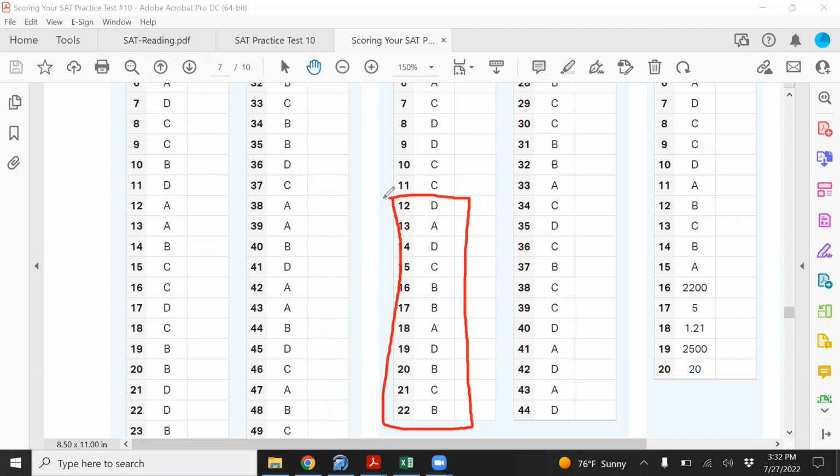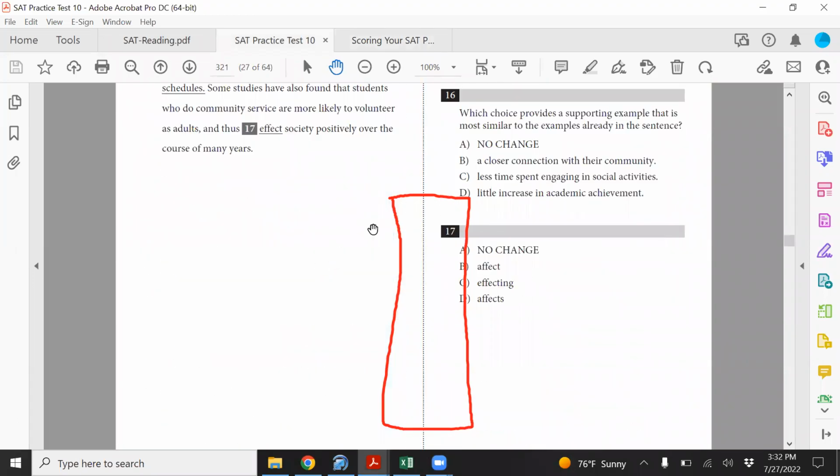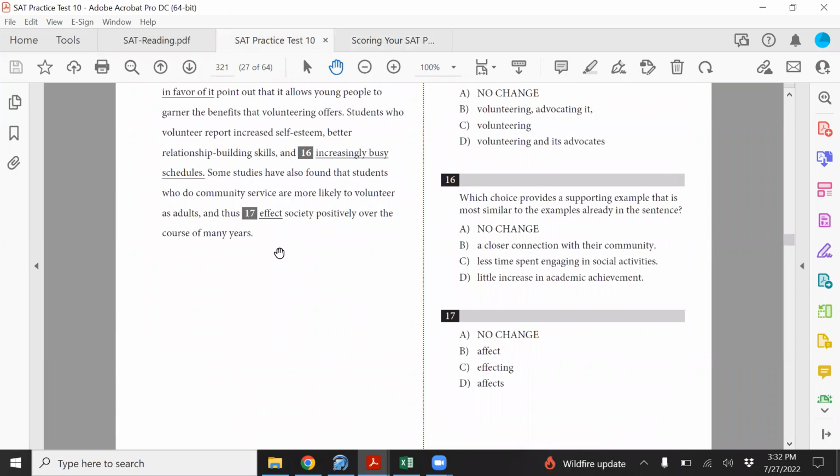How'd it go? Good. Did you guys miss any? No? Any miss any? 17. Let's take a look at 17. Yeah, that's kind of weird when it's a word choice thing.